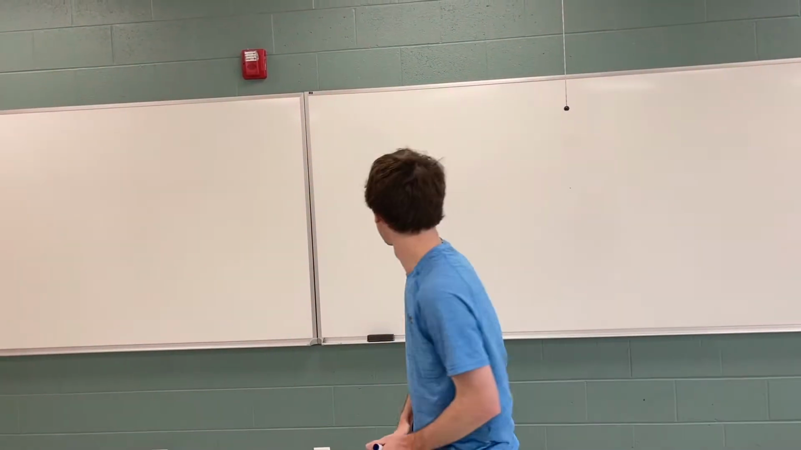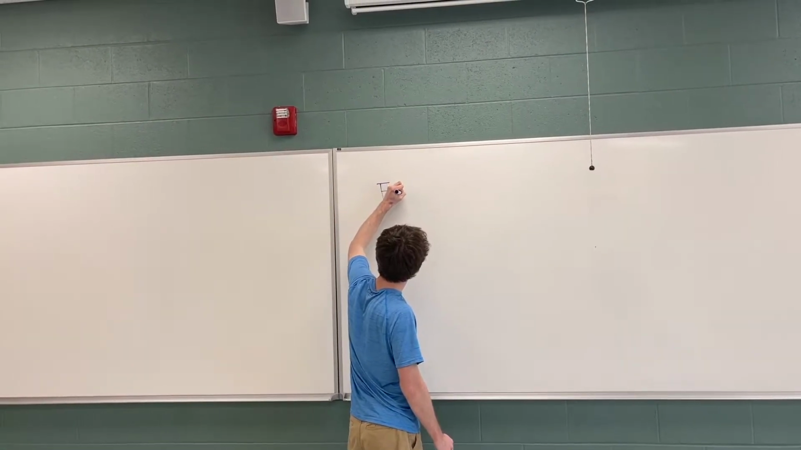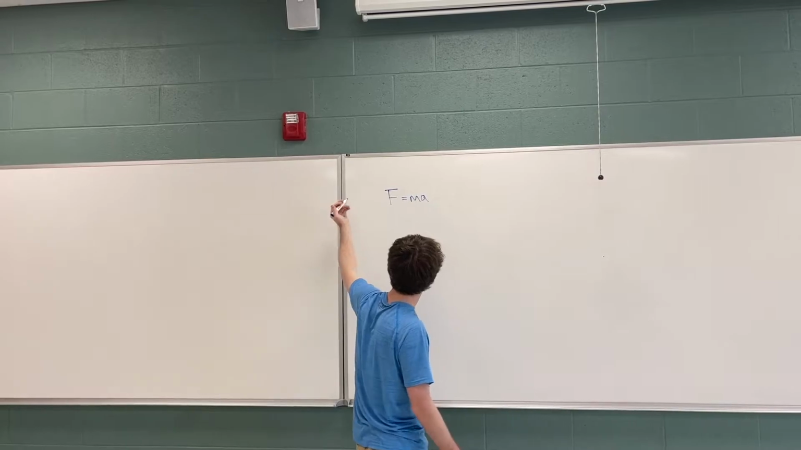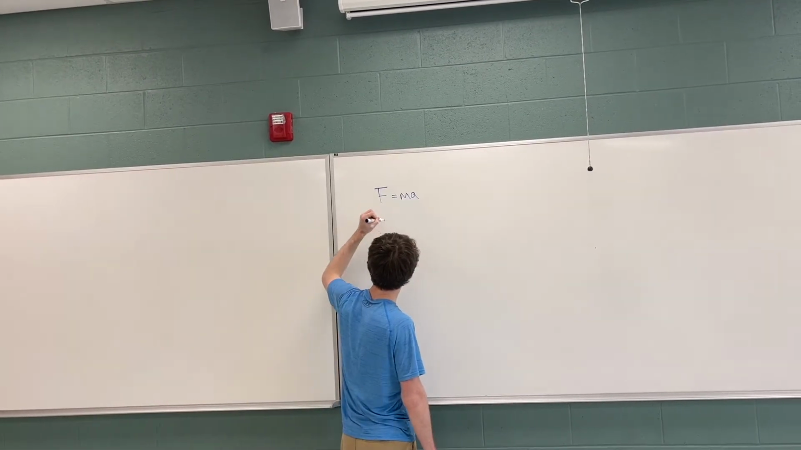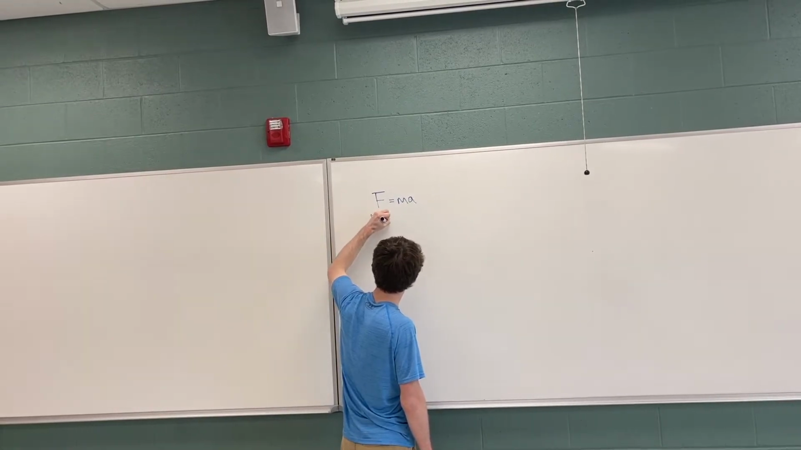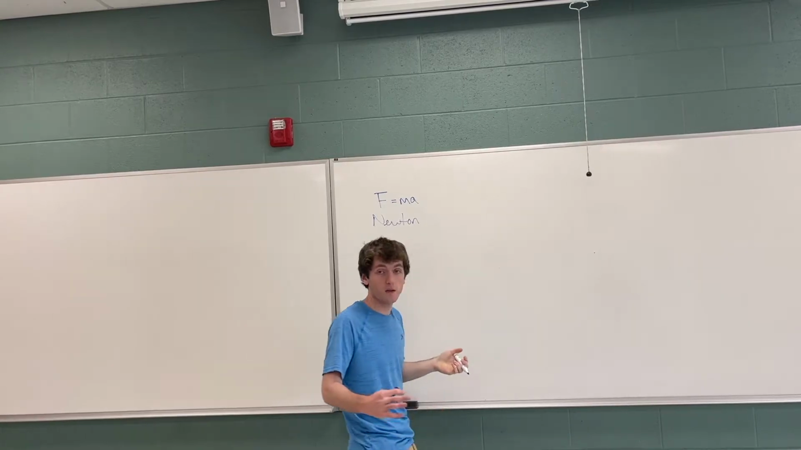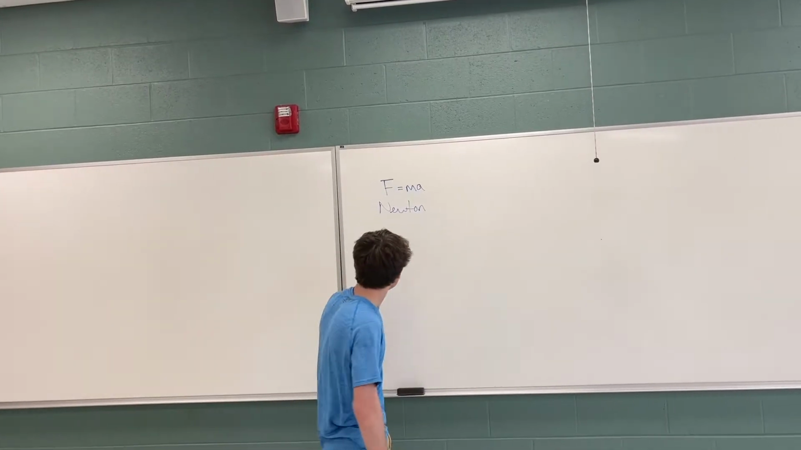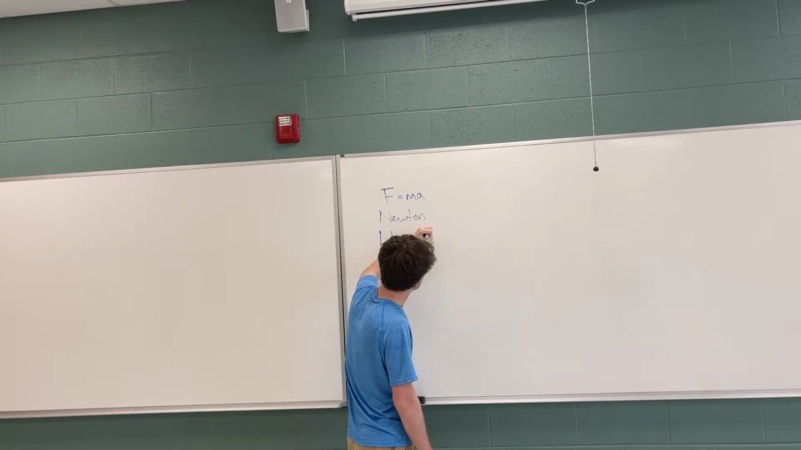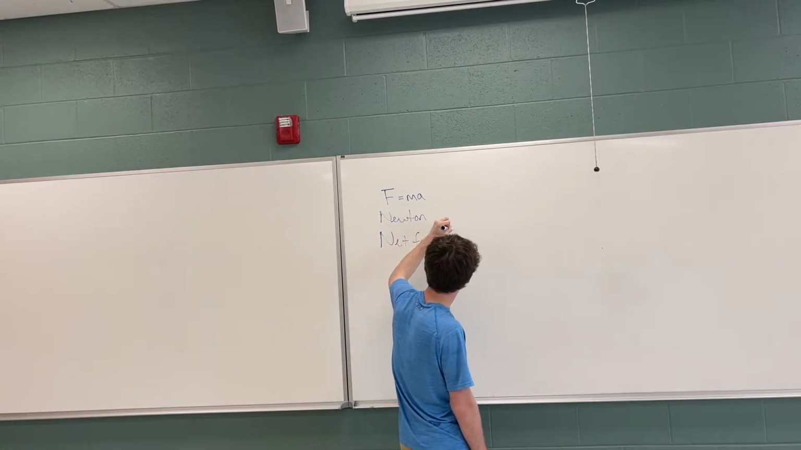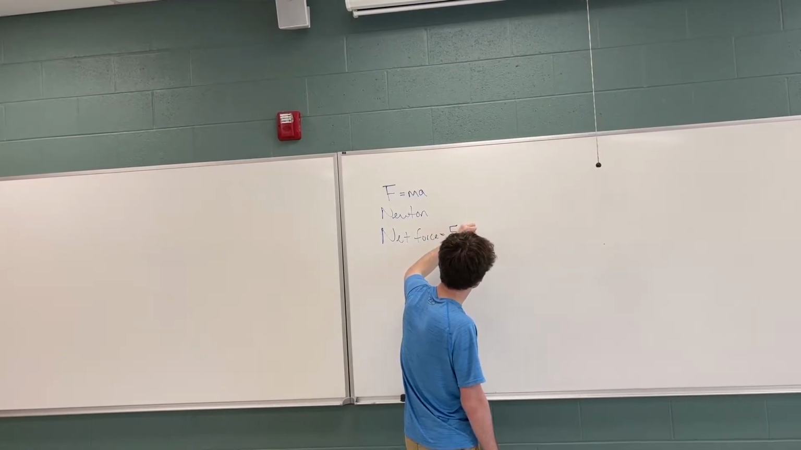So let's review. First, we have Newton's second law, which is force equals mass times acceleration. Because Newton was the guy who came up with this, we call the unit of force a Newton. Also, when you have multiple forces acting on an object, that's the net force. When you add them up, you get the net force. Net force equals the summation of all forces on an object.